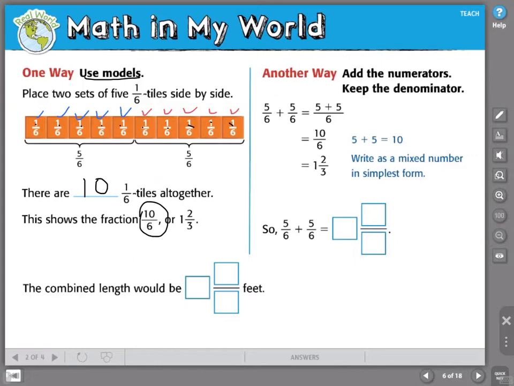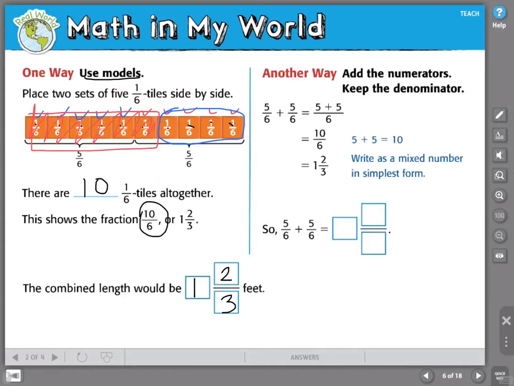It shows 1 2/3 because I know there are 6/6. This would be 1. There are 6/6 in 1, and then there are 4/6 left over. 4/6 in its simplest form is 2/3. So I have 1 2/3.